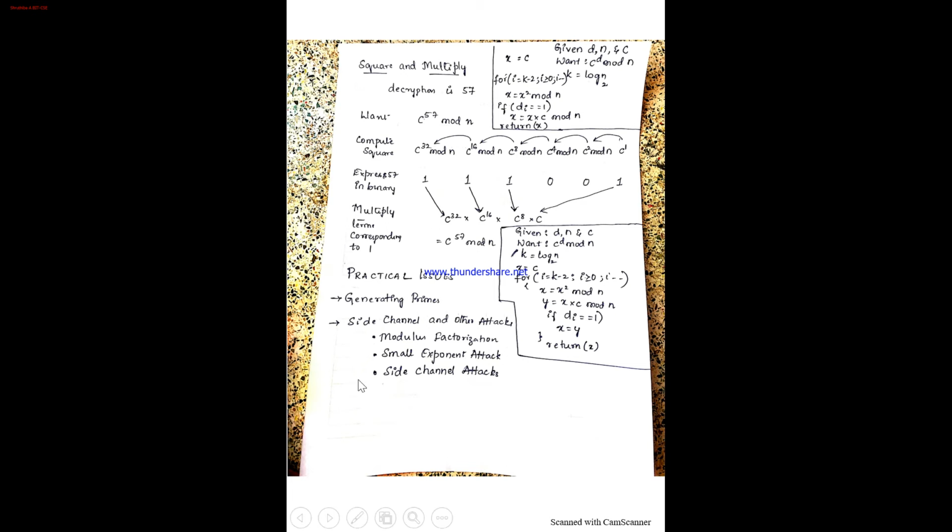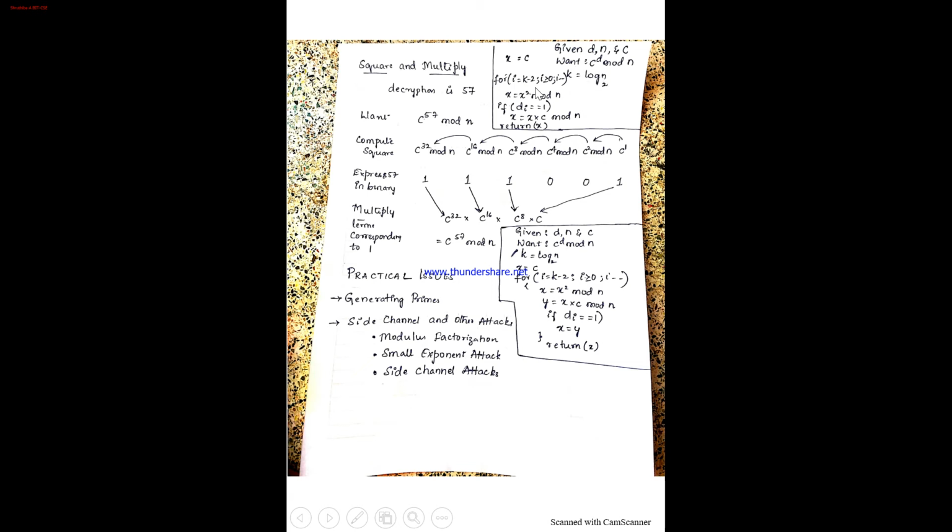So when it comes to side channel attack, it is all about the power consumption and time. As I already said, we'll be relying on square and multiply. I can write its equivalent code. Given d, n, c, what we want is c to the power of d mod n. So x is equal to c, the ciphertext; I'll assign the ciphertext to x. i is equal to k minus 2, where k is nothing but the size. How do I get the size? Log n to base 2.